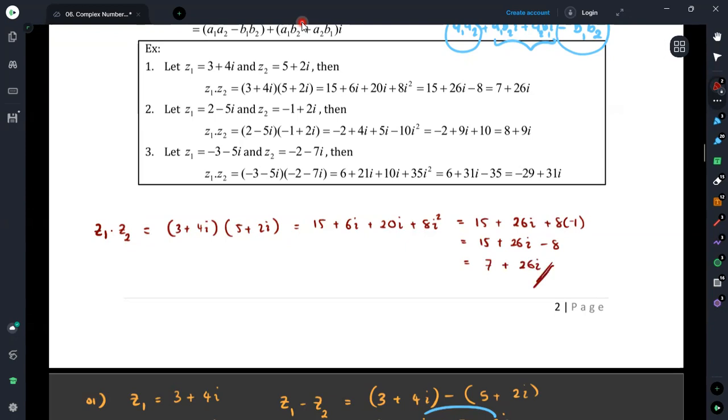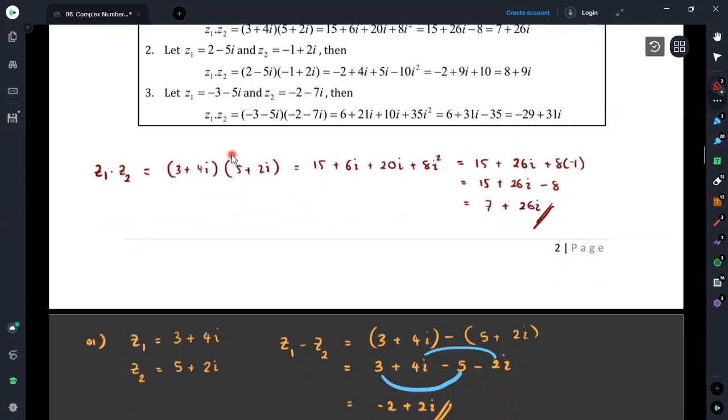If we look at the second example mentioned here, in the second example, Z1 is 2 minus 5i and Z2 is minus 1 plus 2i. Then if we get the value for Z1 times Z2, Z1 is given as 2 minus 5i, Z2 is minus 1 plus 2i.